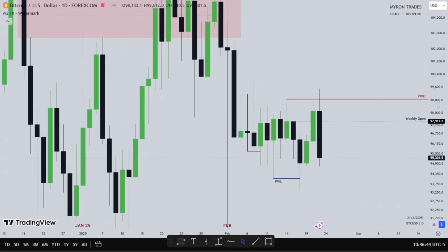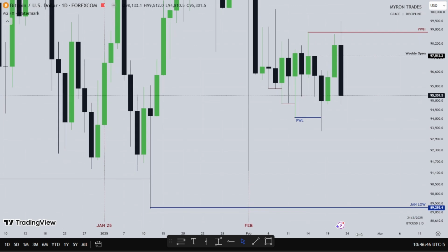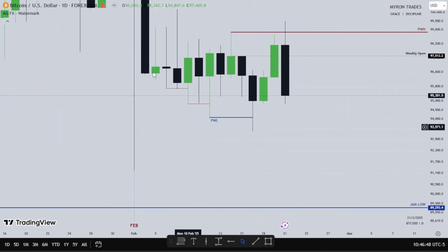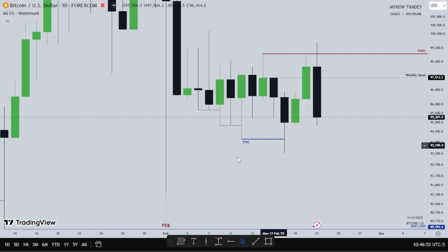So this man, this is Bitcoin. After a long consolidation, you see Bitcoin finally taking our previous week low with Tuesday's price action. Then Bitcoin turned again and takes our previous week high, and Friday, boom, retraced lower. You can see why Friday retraced lower.